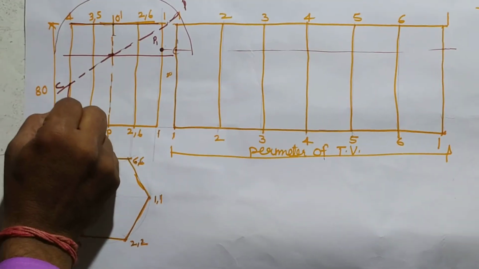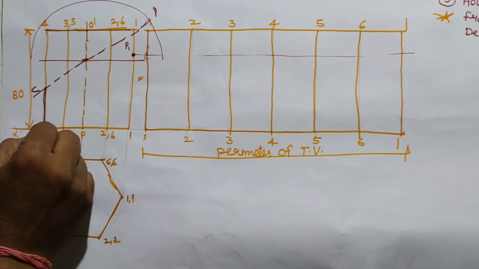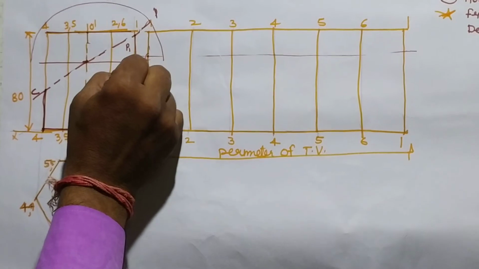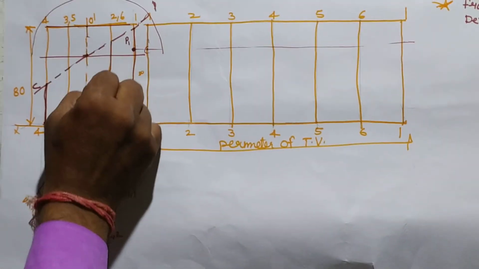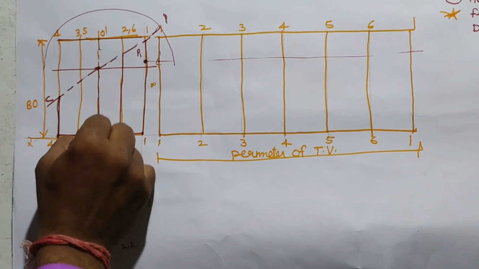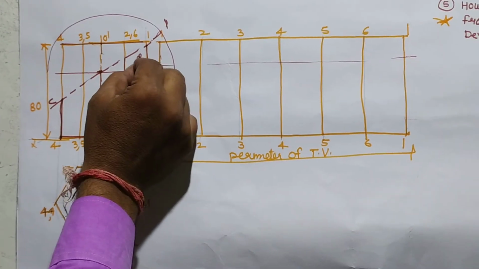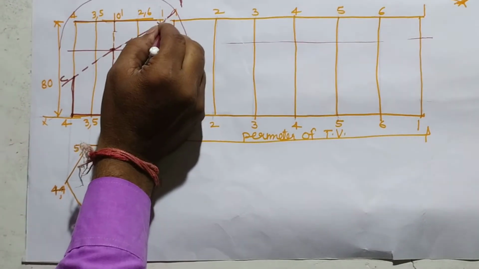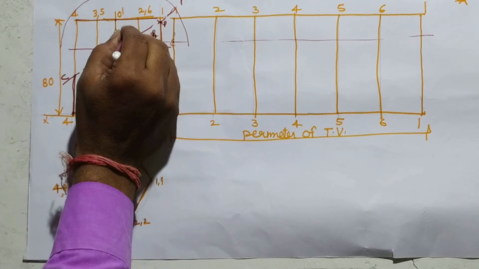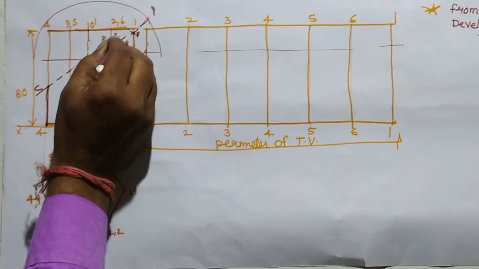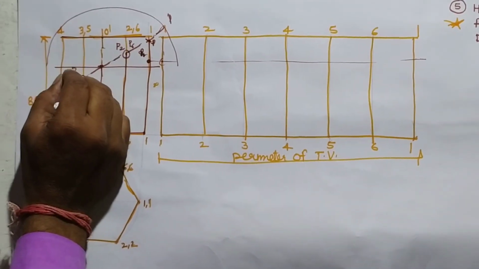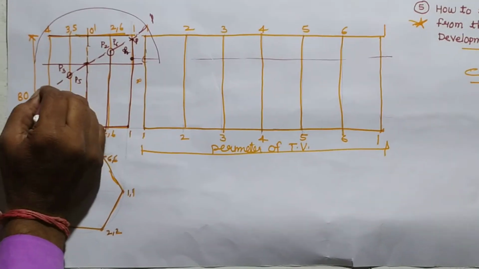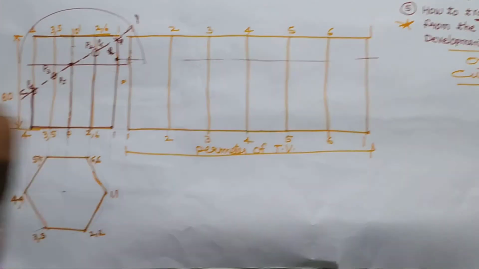Now this is the retained portion. This is the portion which is required. This is the retained portion of the object of which we have to draw the development. Now this will be point P1. This will be points P2 and P6. This will be points P3, P5. This will be point P4.